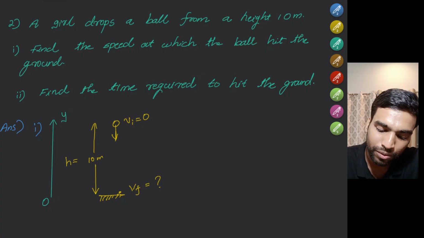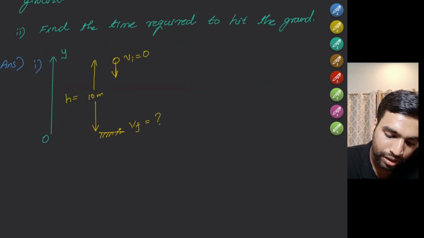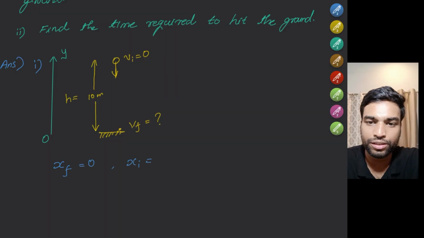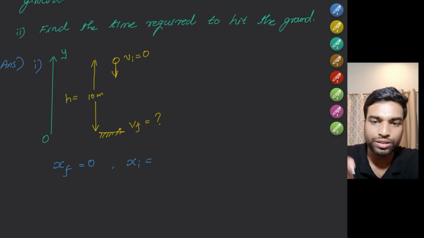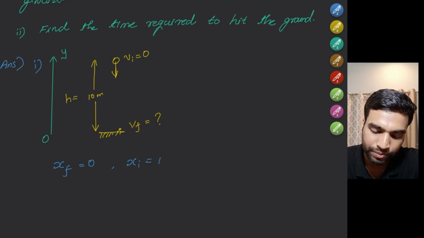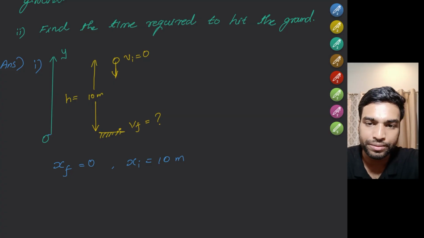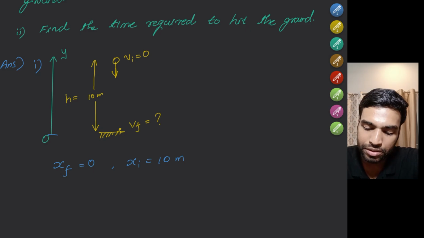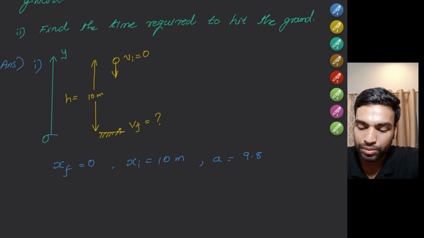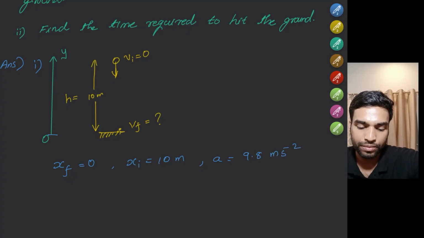So we can clearly write xf is equal to 0 and xi equal to, what is the initial position? Initial position, of course, it is the height, right? 10 meter. Remember, we are measuring from this point. Good. Right. What is the acceleration? The acceleration is acceleration due to gravity, 9.8 meter per second square. Good. Now we got the acceleration, the initial position, and the final position. Now how can we get Vf?